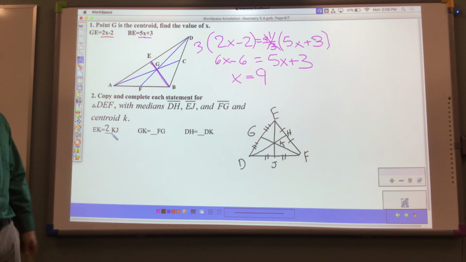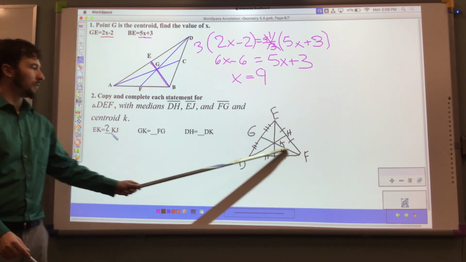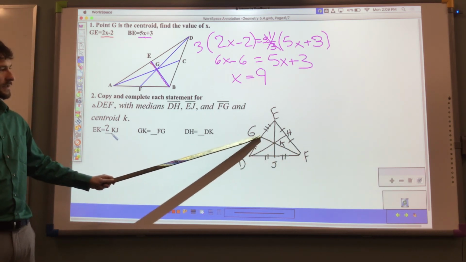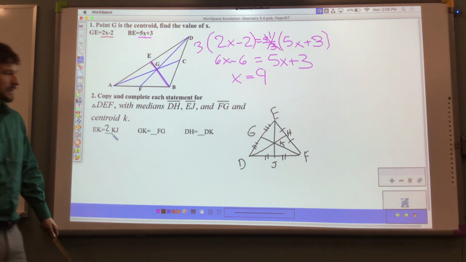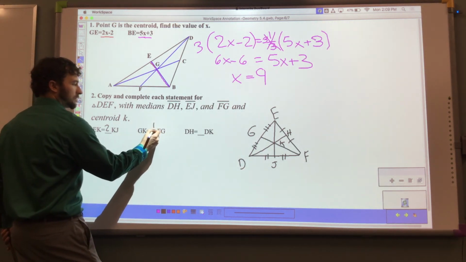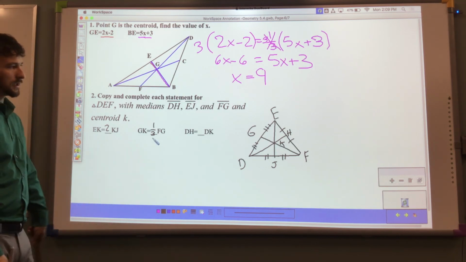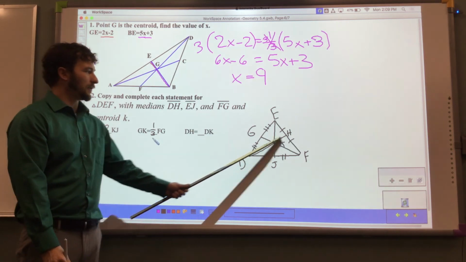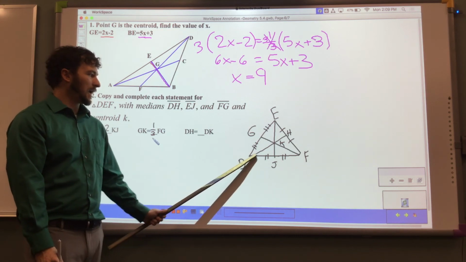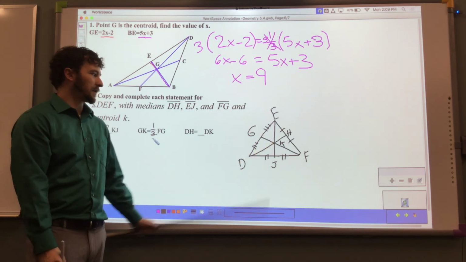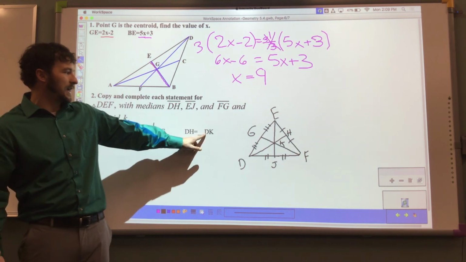GK compared to FG. FG is the whole thing. GK is that smaller part. It's 1/3 of FG. And then DH to DK. So DH is the whole thing. DK is 2/3 of it. But you don't want to do 2/3 of DK equals DH.